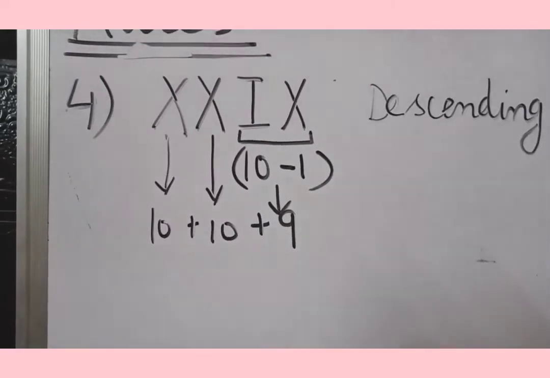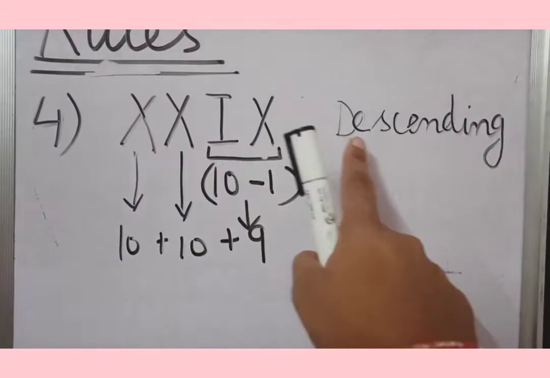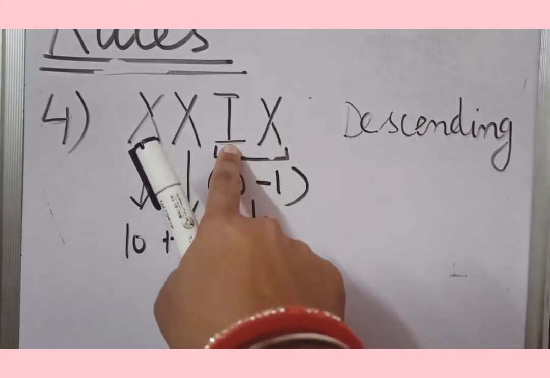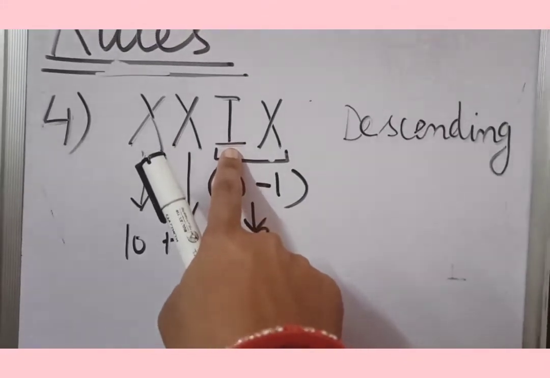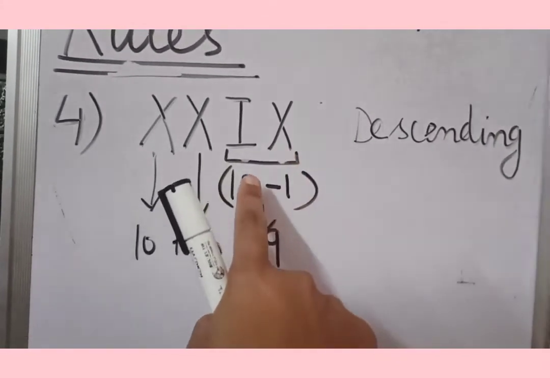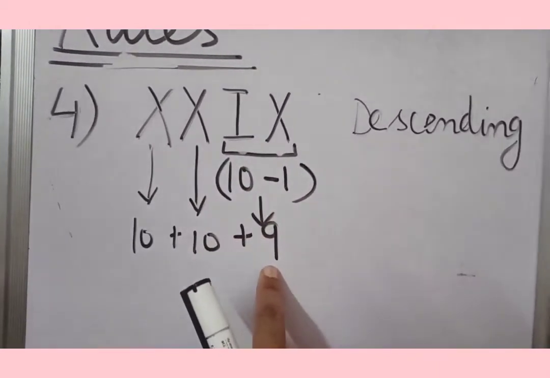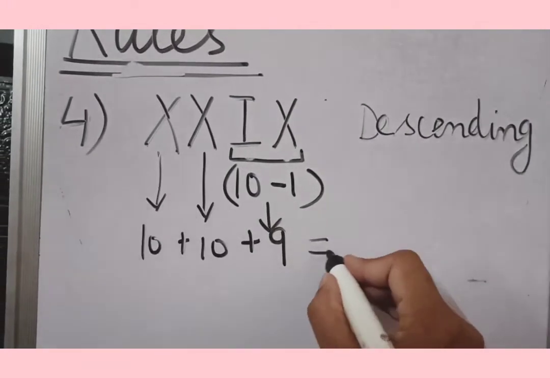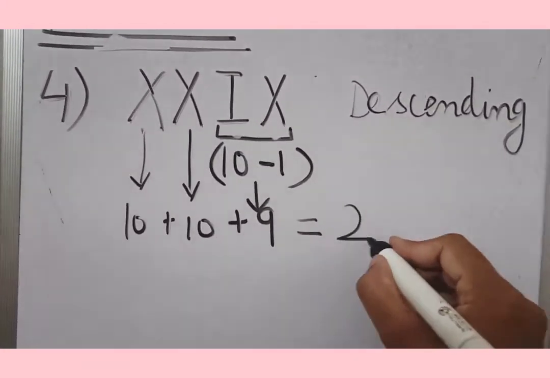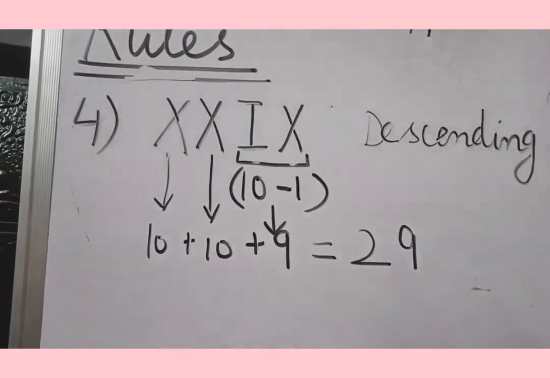I hope it's clear. I'll repeat it once again. The sequence should be in a descending order. But if something disturbs the sequence, it will be subtracted from the alphabet which is on the right side of it. So 10 and 1 subtracted together gives me the answer 9. And now 10 plus 10, 20, plus 9, the value is 29. Let's see one more example.